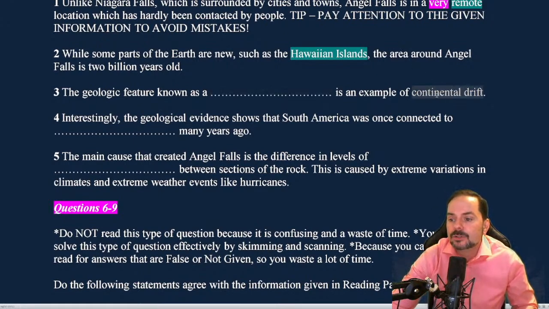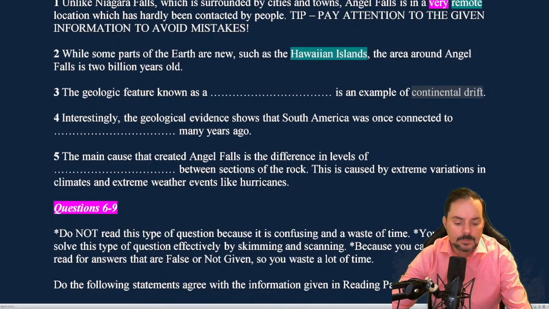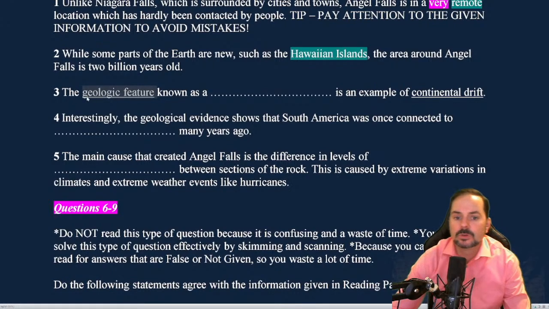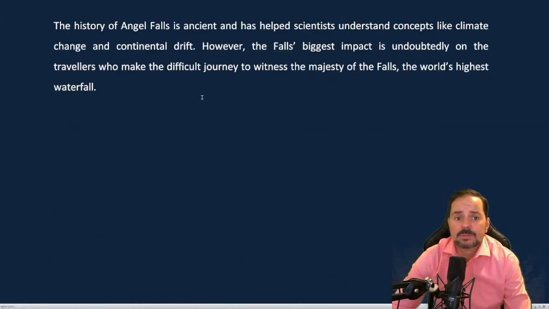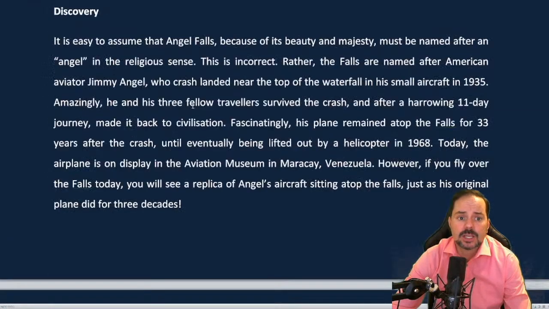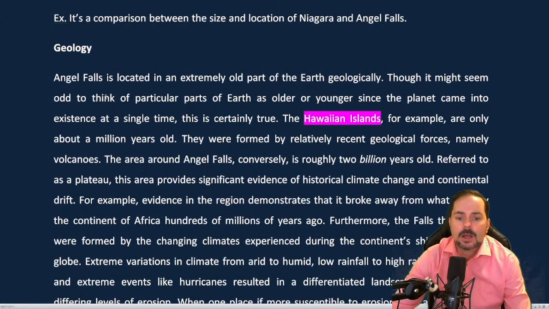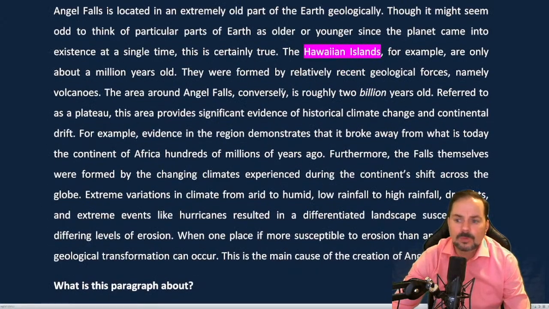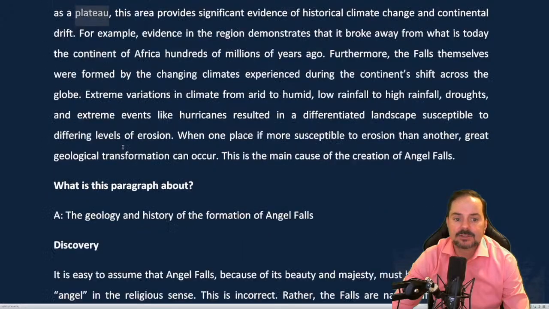Look for continental drift. Okay. So look for that, and look for geological feature. Okay, so look for these two words and then we can figure that out. Now, some of you thought it was plateau, so that's a good starting point, checking that. Okay, so here we go. Referred to as a plateau, this area provides significant evidence of climate change and continental drift. All right, so plateau, it is, everyone, plateau.